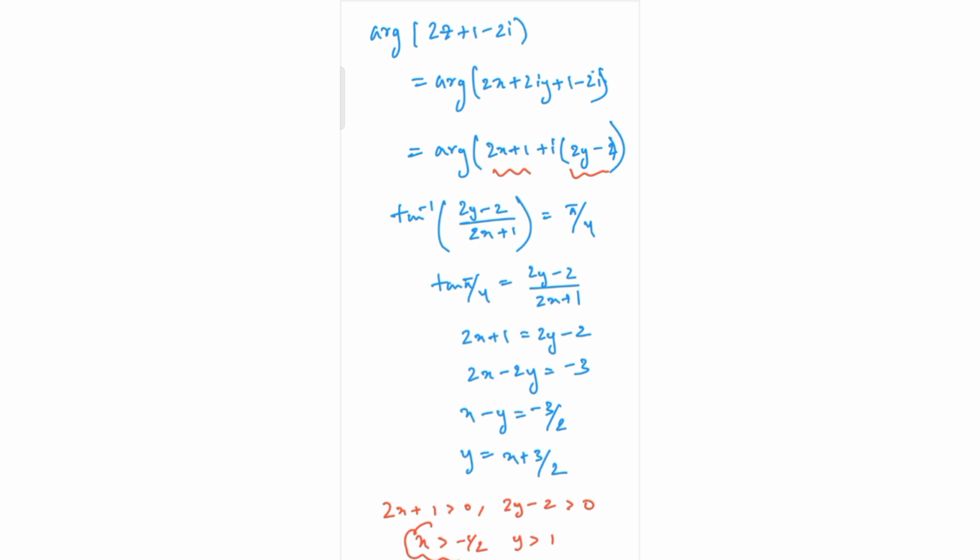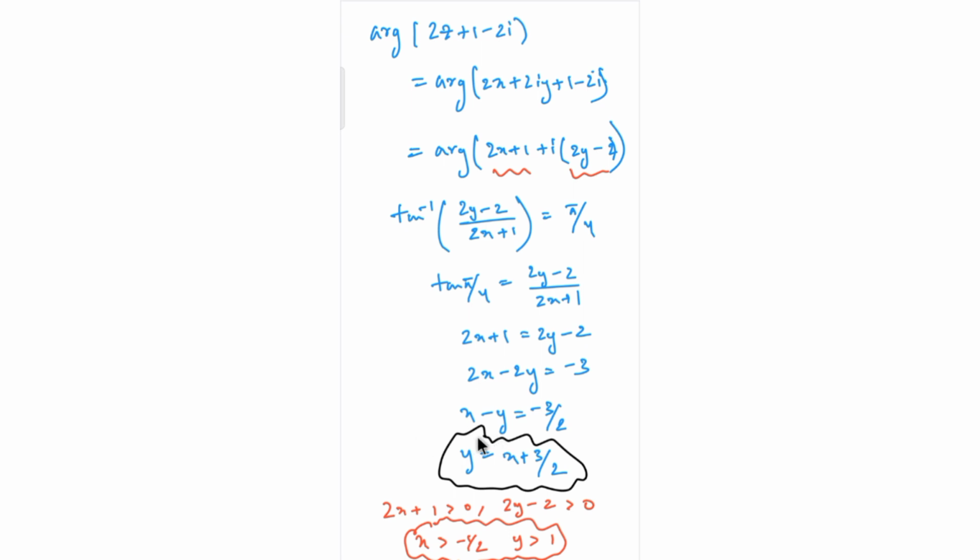So these are the two important conditions that we need to remember again. Using these conditions we shall plot the line. This is y is equal to x plus 3 by 2, but also we need to remember that y should be greater than 1 and x should be greater than minus 1 by 2.